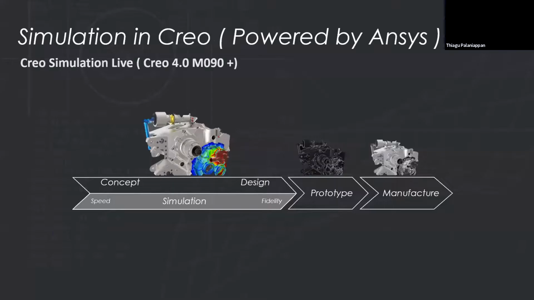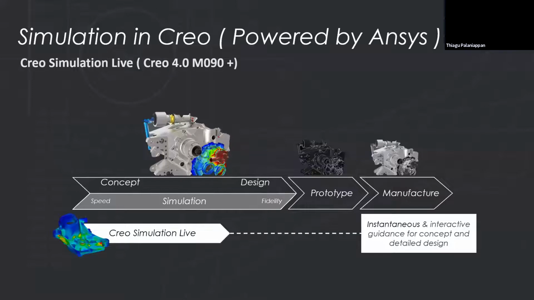So real quick, before I show you some examples, Creo Simulation Live is supported since Creo 4.0, the M090 date codes. It's there in 4, 5, 6, 7, and of course 8 will be out in a couple of months from now, or in a month, next month probably.